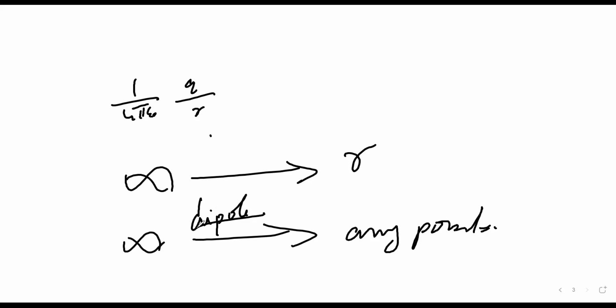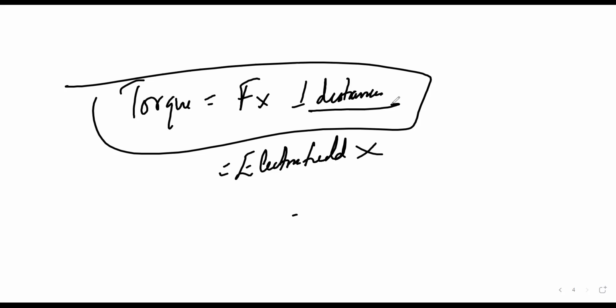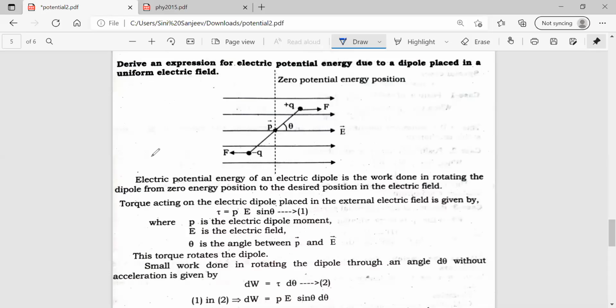For that purpose, we need something called torque. So what is my torque? Torque is force into perpendicular distance. That is my basic torque formula. But coming to this, the force is in terms of electric field, and the distance is replaced by the dipole moment, which I told you is P. So these are the important things to know before starting this problem.